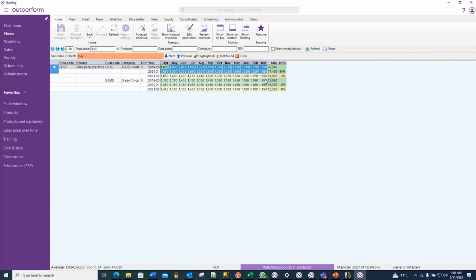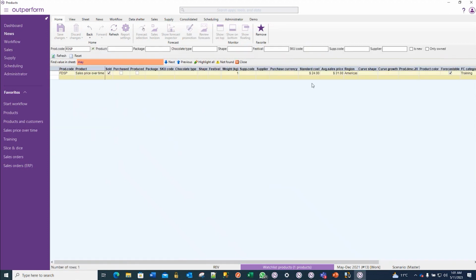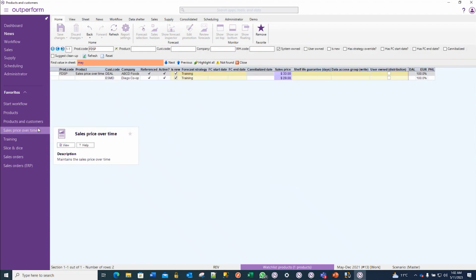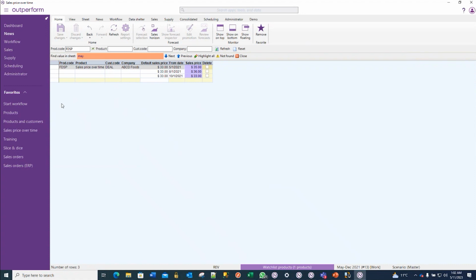In the future, there are three choices. There is the standard price on product level. If nothing else is provided on data, this will be the price that will be applied. Then there is the price at product and customer level. And then there could be a further override or further refinement with a sales price over time, which you can set up by product customer.